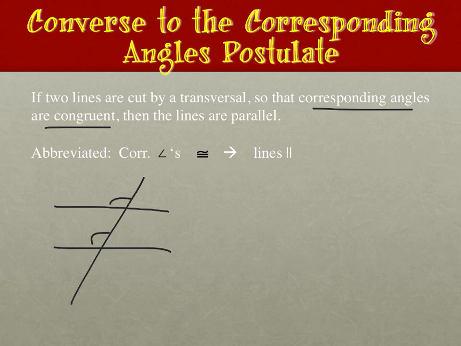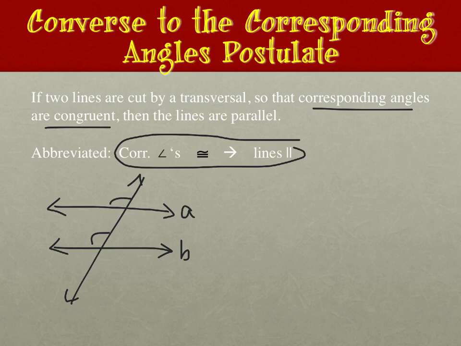So this angle, for example, is congruent to this one. And if I had these two lines here, let's call them A and B, if I know that those angles are congruent, corresponding angles congruent implies the lines A is parallel to B, versus what we did before. I told you the lines were parallel.